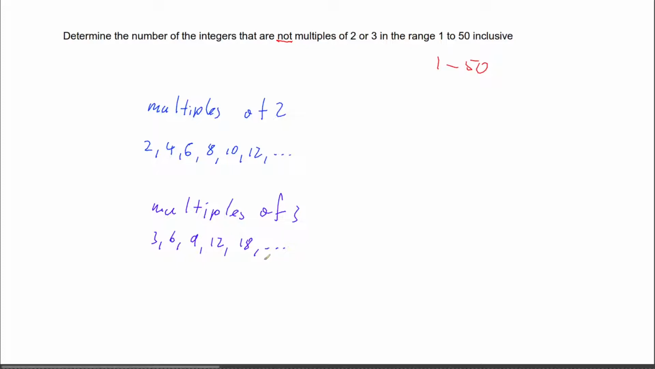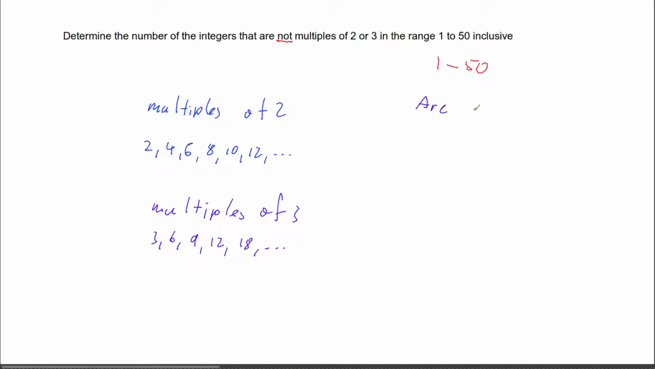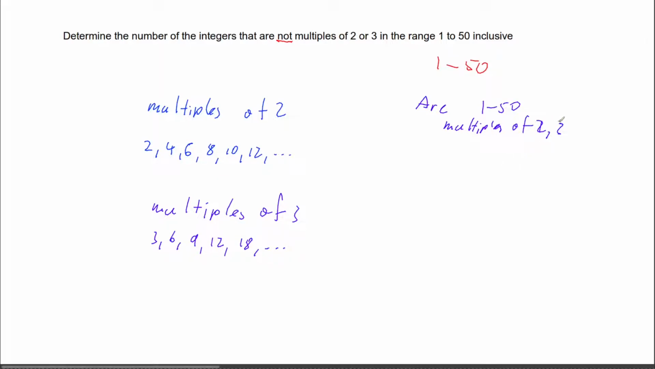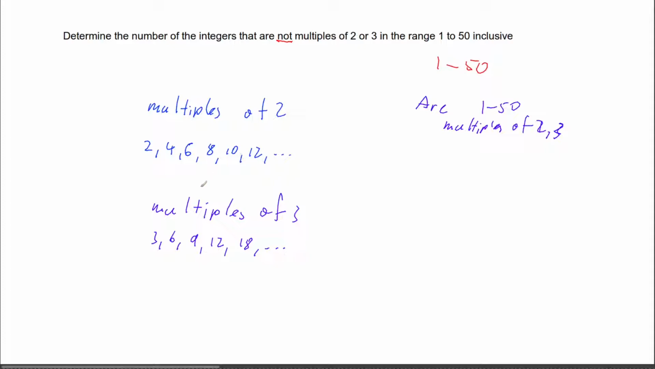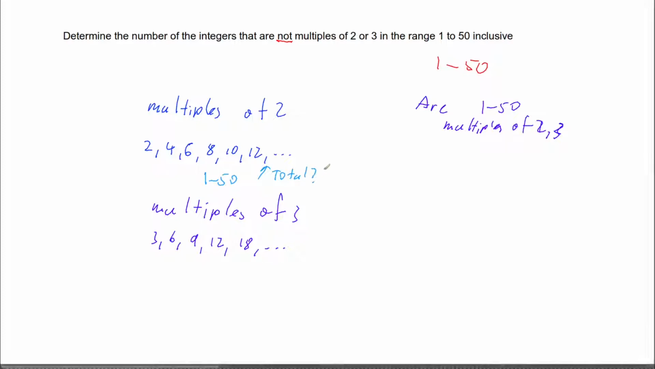So we're actually going to flip this on its head and first work out how many numbers between 1 and 50 are multiples of 2 or 3. So to do this, let's have a look at how many numbers would be in this list. That's basically what I need to know. What would be the grand total of the numbers from 1 to 50? How many are in here?